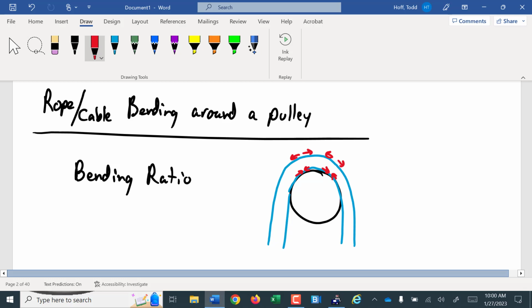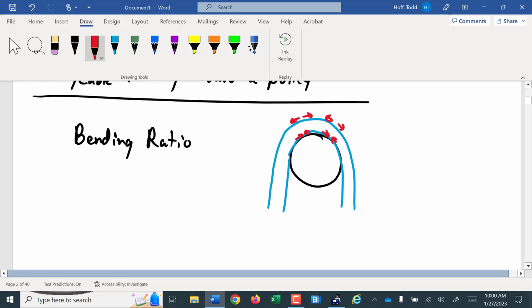So when a rope or a cable bends around a pulley, it potentially reduces the strength of that rope. So we make allowances to the strength of that rope based on the amount of bend, and it's the bend ratio that determines that. So the bending ratio, the ratio of the bend, is the diameter of the pulley, big D, over little d, which is the diameter of the rope. We're just going to use rope rather than saying rope or cable all the time.